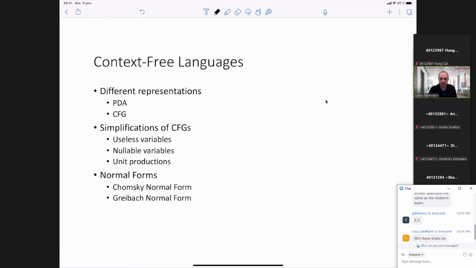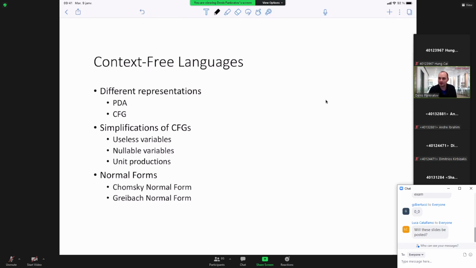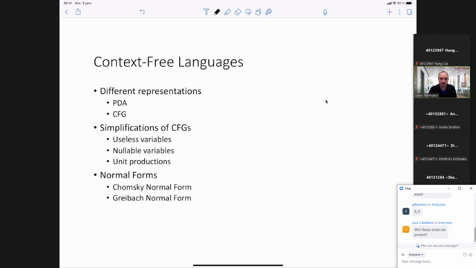Now, for Chomsky normal form, we give an algorithm to convert any CFG to Chomsky normal form. That involves simplification rules, like removing nullable variables, removing unit productions, removing useless productions. And you should remember the order in which to do them. Actually, the order is not stated correctly here. If you consider the order, you first get rid of nullable variables, then you get rid of unit productions, and at the end you get rid of useless variables.